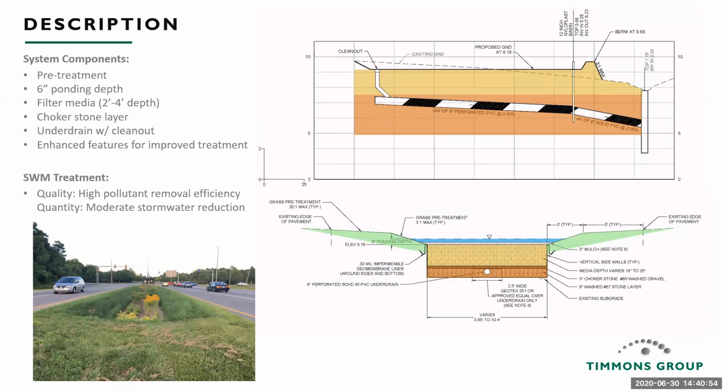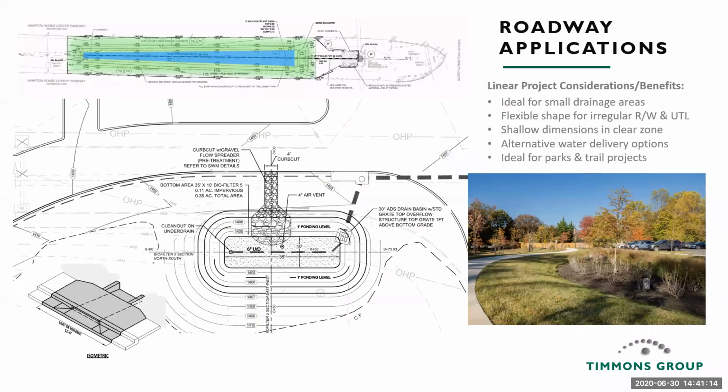It does provide for stormwater runoff reduction on the quantity side, so you actually remove the volume of runoff towards that goal. The picture in the lower left-hand corner is a project I'll show some more pictures of in a minute, but that's an in-place application of a linear bioretention installed inside of a depressed median.